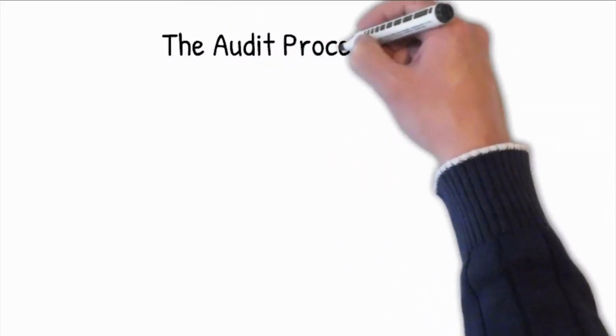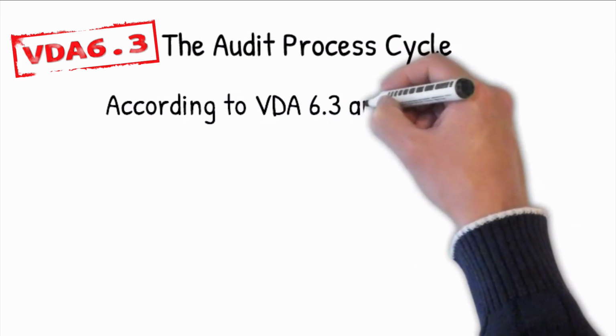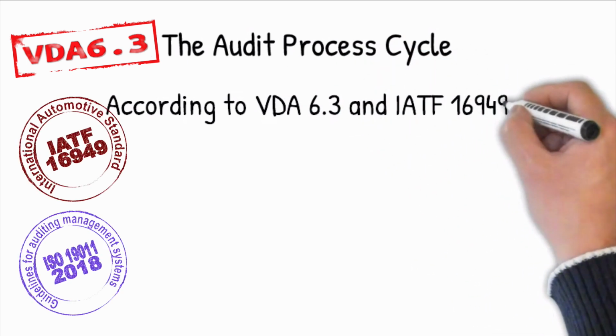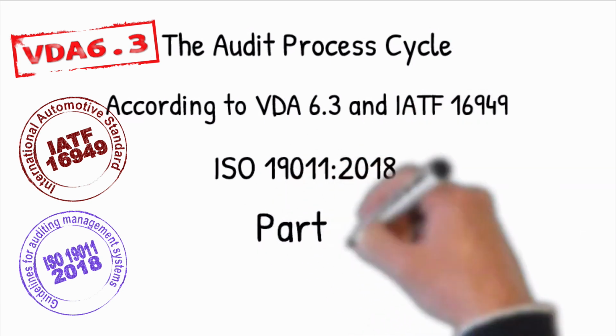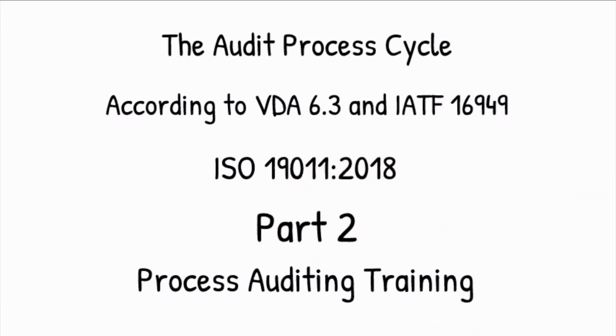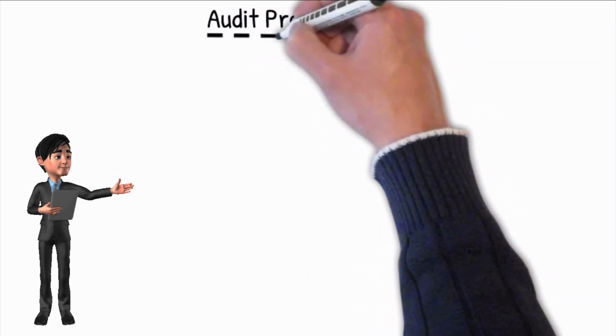Welcome to the Audit Process Cycle according to VDA 6.3, IATF 16949 and ISO 19011:2018 in Part 2 of Process Auditing Training. The Process Audit Cycle includes the following process steps.